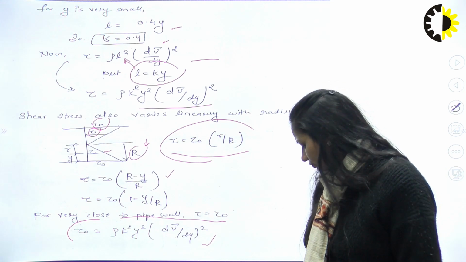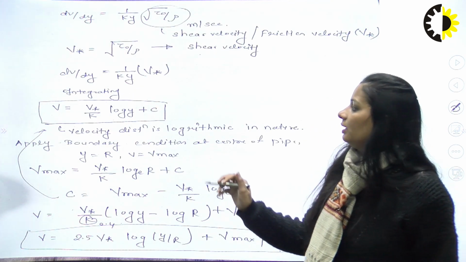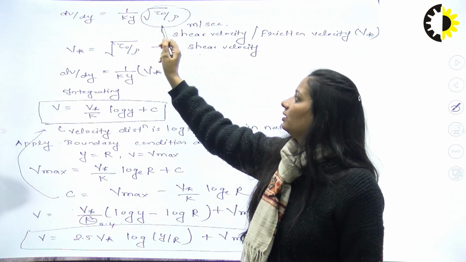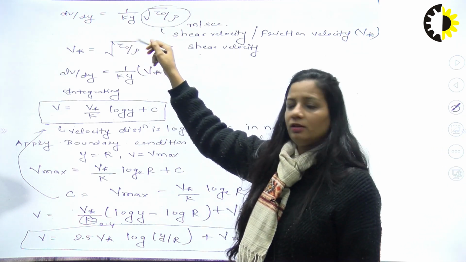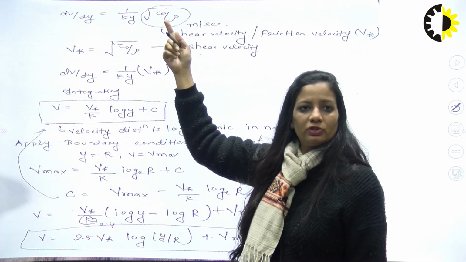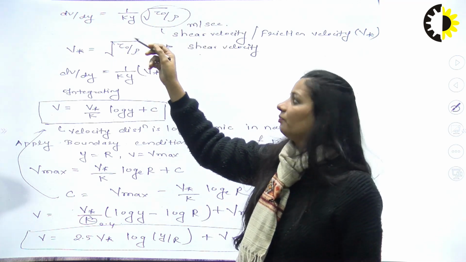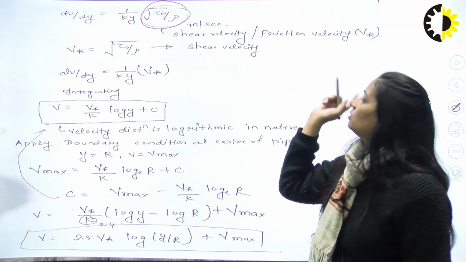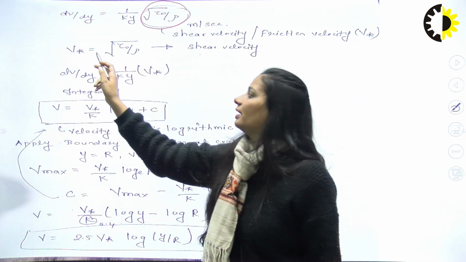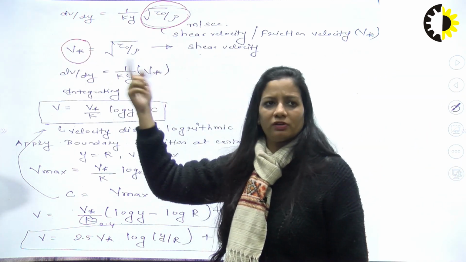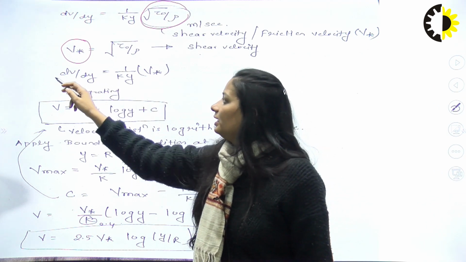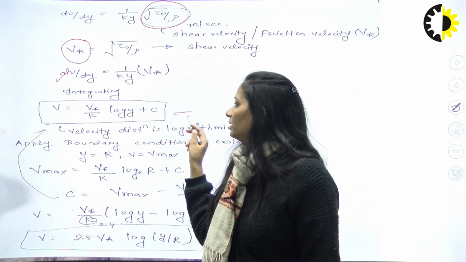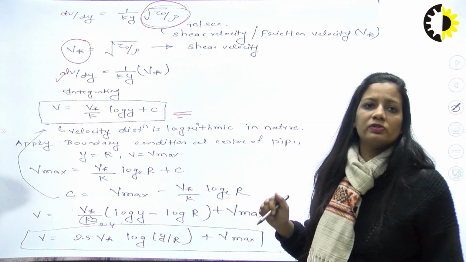You get the equation for tau naught as this, and for solving further, you can get the formula in this particular form, dv by dy. We need to formulate the equation for velocity only. This particular term, square root of tau naught by rho, is actually the shear velocity or friction velocity. You can write it as V star or V asterisk. So write the equation for dv by dy, and by integrating it you will get this equation, where c is the constant of integration.